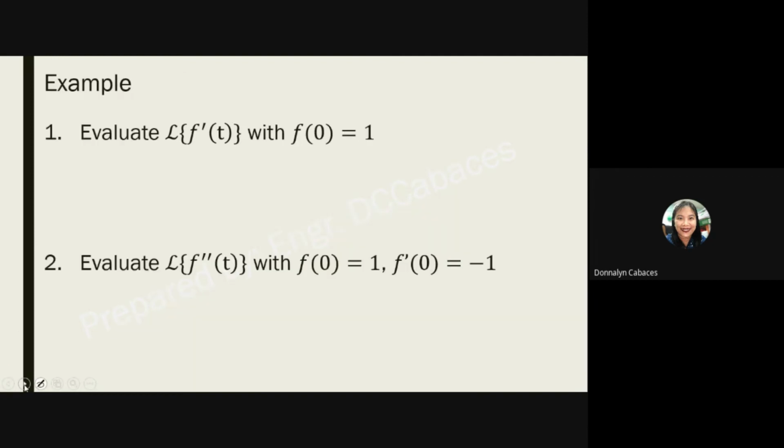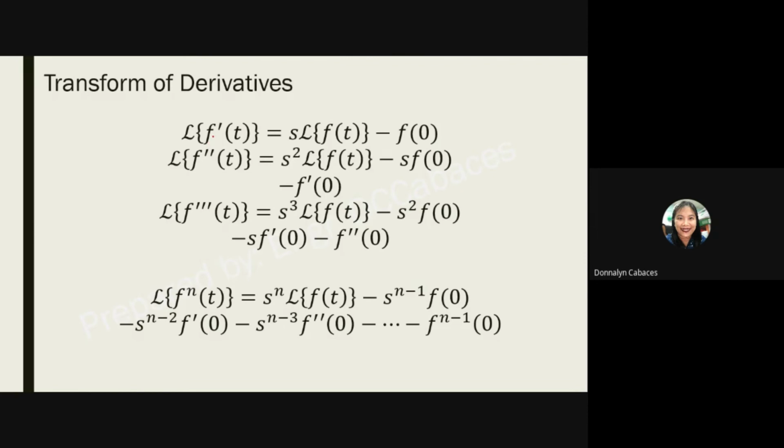Let us take this example. Evaluate Laplace of f prime of t with f of 0 equal to 1. On our previous slide, when you have your first derivative, you have this one. So the Laplace of f prime of t is s, the Laplace of f of t minus f of 0. Okay?